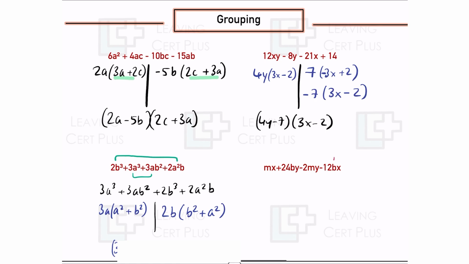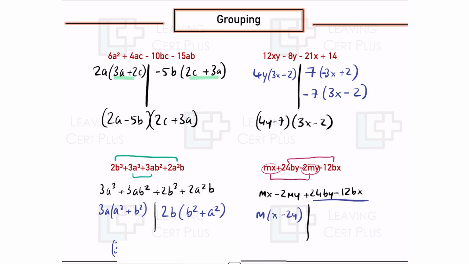Let's try and match up our 12 and our 24 and the 2 and the 1. And these both have an m in it, and these guys both have a b in it. So that should work. So rearranging that, it's going to be mx minus 2my, and then you got plus 24by minus 12bx. So splitting it in half, you could take out an m here. That's going to be x minus 2y.